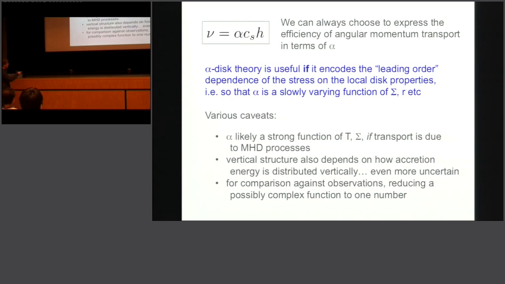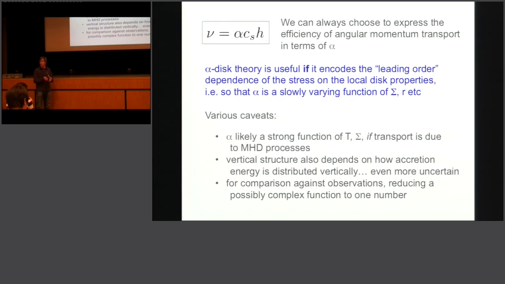If we're interested in the vertical structure, there are additional uncertainties because the vertical structure, of course, depends on how the accretion energy is distributed vertically. Is it actually mostly distributed near the midplane, where most of the density is, or is it instead a situation where the corona of the disk perhaps has most of the dissipation taking place in a much lower density region? And then finally, of course, if we're interested in comparing against observations, clearly here we've done a very radical compression of potentially very complicated physics into a single number. So that's quite an attractive thing, because clearly we can't hope to constrain a very, very complicated angular momentum transport process with direct observation.